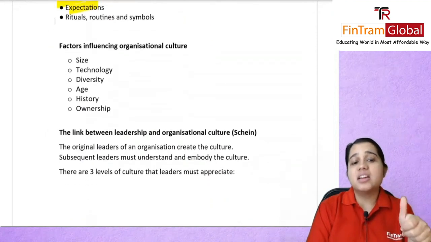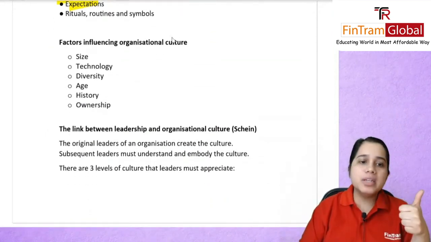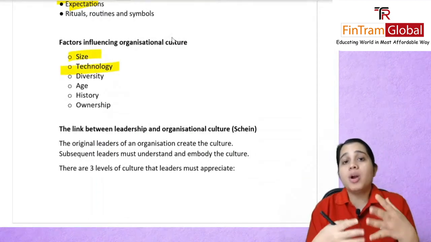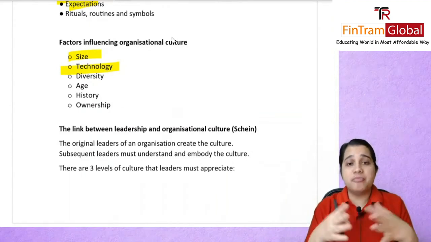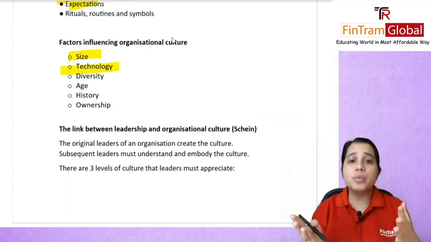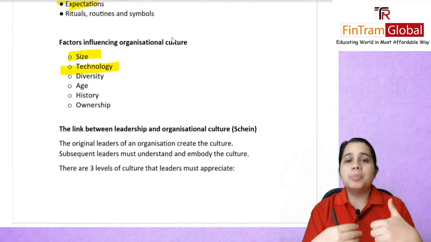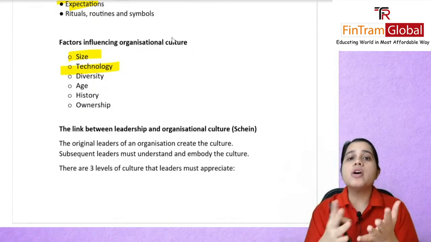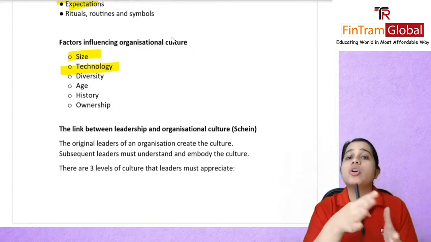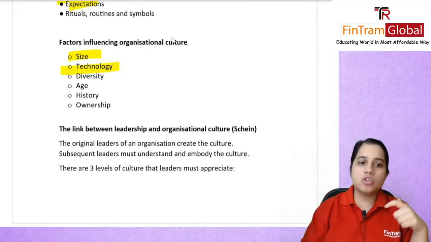So what are the factors which could influence an organization's culture? The size will depend. The technology, what type of technology you use. How diverse is your organization? Do you have people from various parts of the world, or do you just recruit people from only one particular country, nationality, religion? Then of course you are not so diverse, and probably your culture will also be different as opposed to a diverse organization.